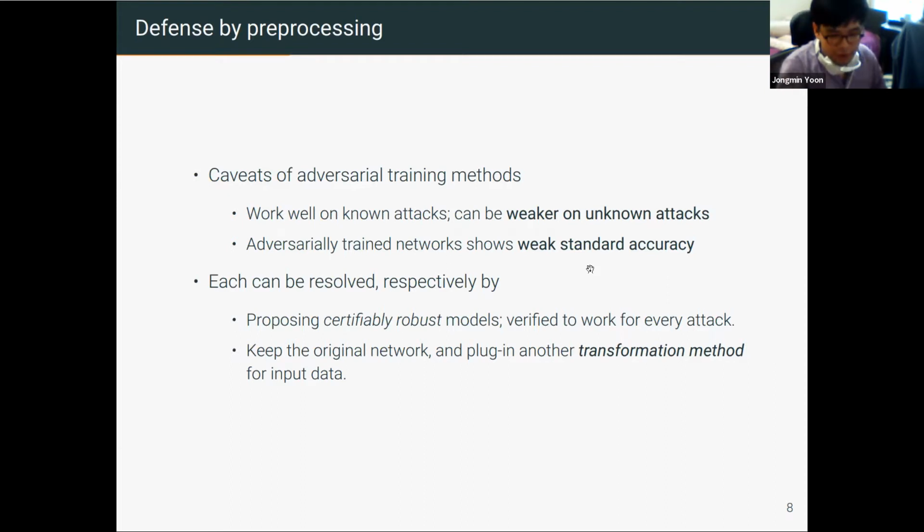Each can be resolved respectively. The first one can be resolved by proposing certifiably robust models, which are verified to work for every possible attack under certain given conditions. And the second one, weak standard accuracy, is solved by keeping the original network and plugging in other transformation methods for the input data. This enables us to use the high quality original network, which is not weakened by adversarial training.